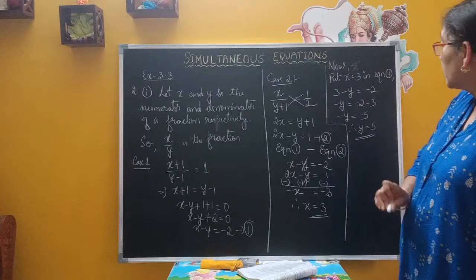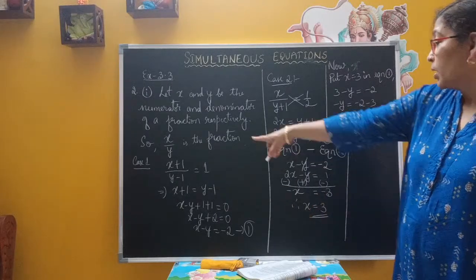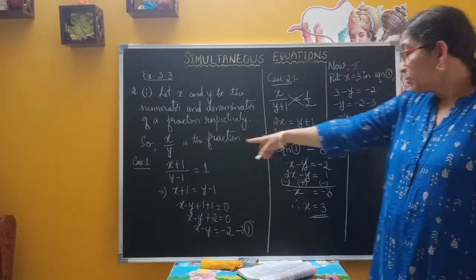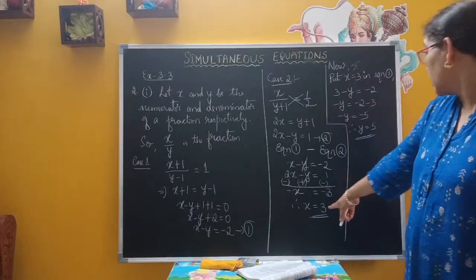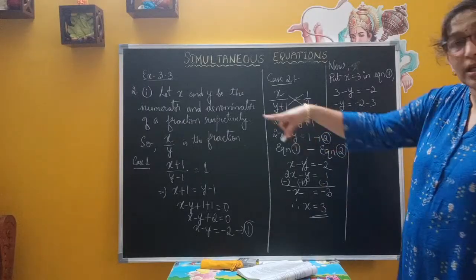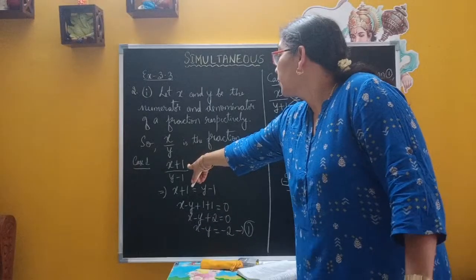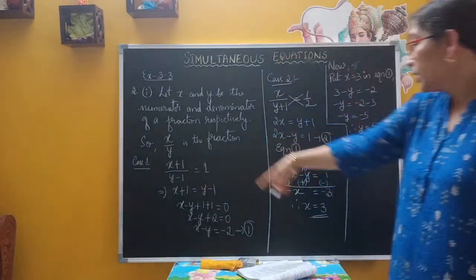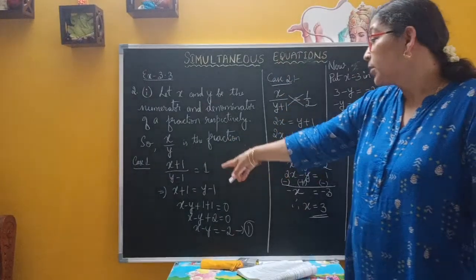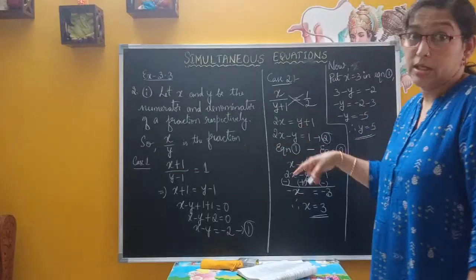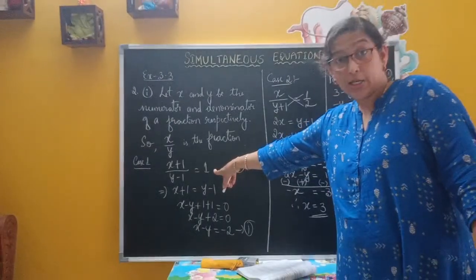So let us verify our answer. How can we verify? Check the first one. X plus 1. The original fraction is 3 by 5. Now 3 plus 1, we get 4 by 5 minus 1. What do we get? 4 by 4, 1. So we get 1, correct.